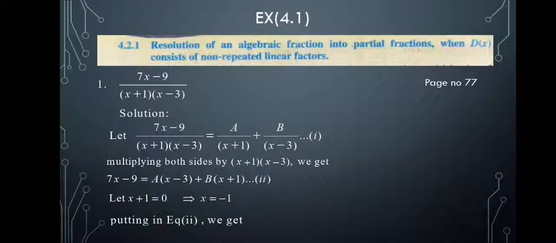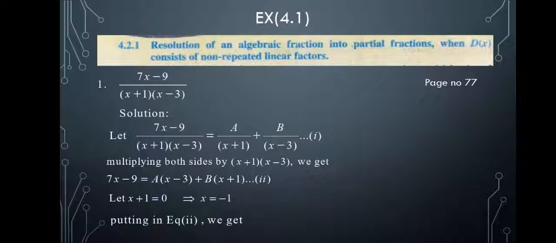So how are we going to resolve them into partial fractions? First of all, we write: let 7x minus 9 by x plus 1 into x minus 3. One thing you will have to check before solving it is whether the given fraction is the proper one or the improper one.